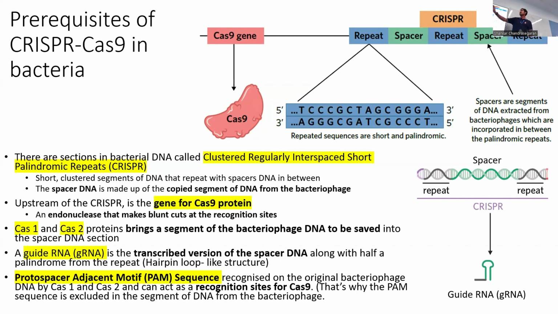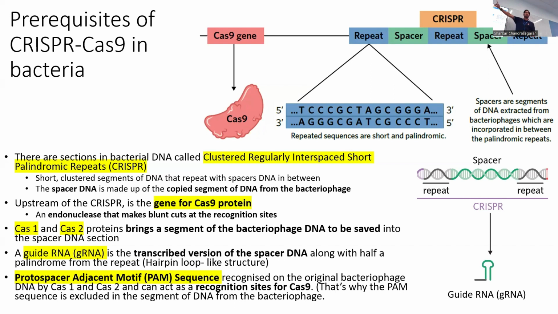So CRISPR-Cas9 is made up of two elements, right? CRISPR, which is the clustered regularly interspaced short palindromic repeats, and then the second element, the Cas9 protein. The Cas9 protein is made using the Cas9 gene, which is just upstream of the CRISPR sequence. There are also two other Cas proteins involved in the action of CRISPR-Cas9, which you're not going to see here, but you're going to see later on what they do. Essentially, they bring the segment of DNA from the attacking bacteriophage to be placed into the CRISPR sequence.